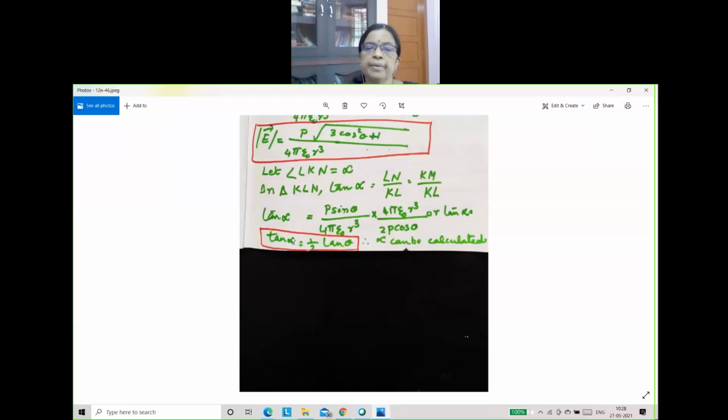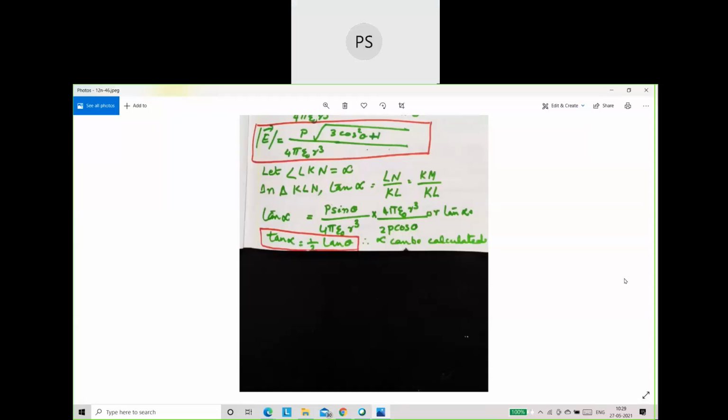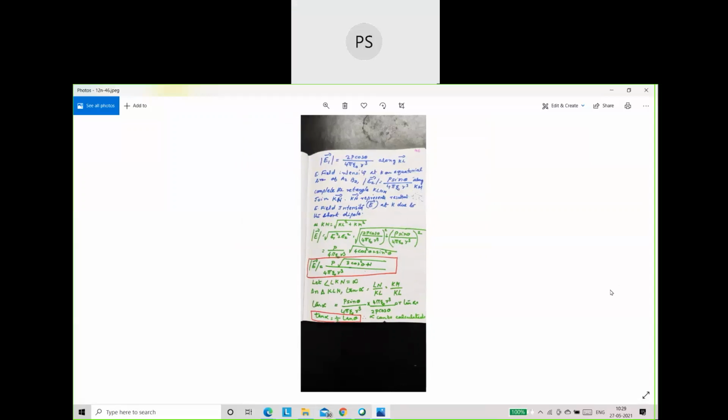If you know the angle between the two vectors, you can calculate theta, and then find out the direction.